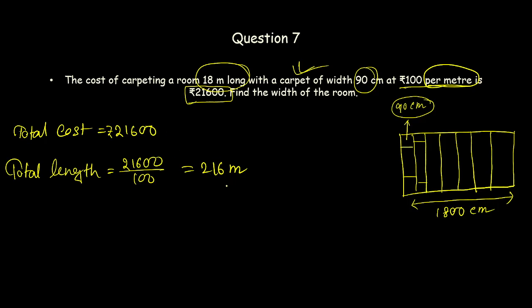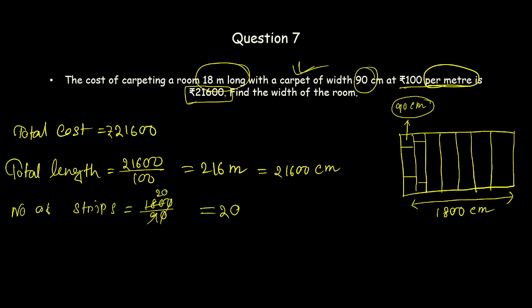Okay, the total length is 216 meter. Let's convert it into centimeter as well. That is 21600 centimeter. So the number of strips we can calculate. Number of strips is how much? 1800 divided by 90. Again it is coming as 20. So the number of strips is 20.